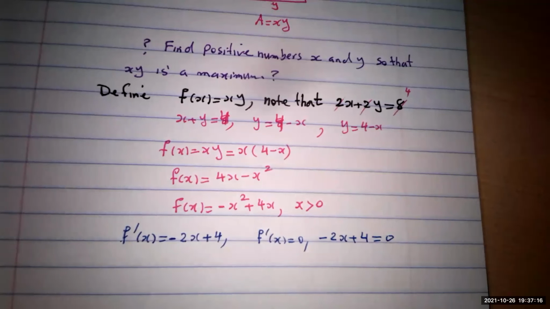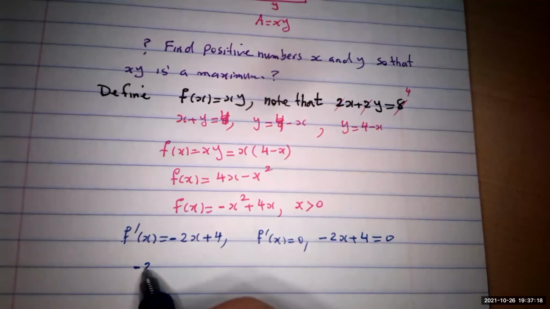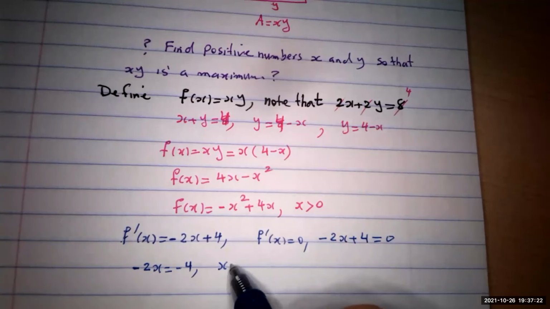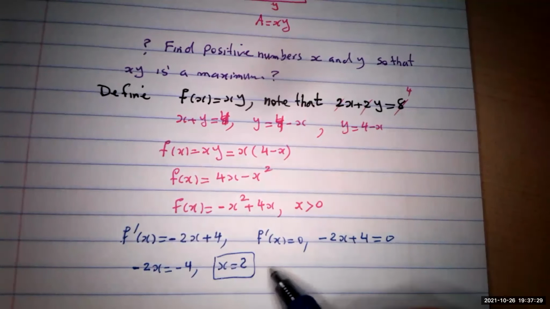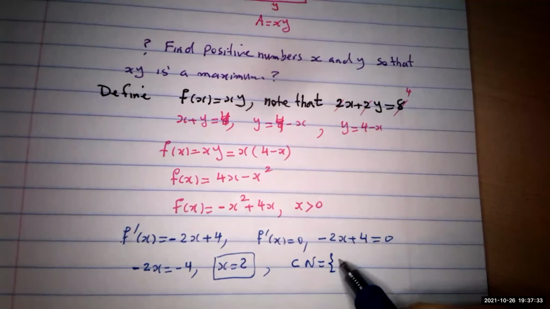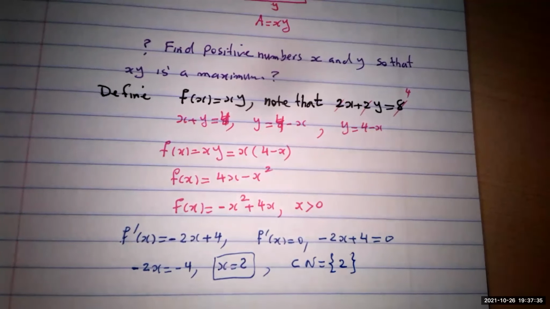Okay, you solve for x, so that gives negative 2x equal to negative 4. Then you find x is going to be negative 4 divided by negative 2. So that makes it 2. Okay, so this is going to be your critical number. Critical number is equal to 2. Any question?